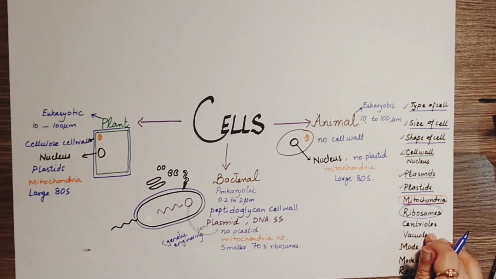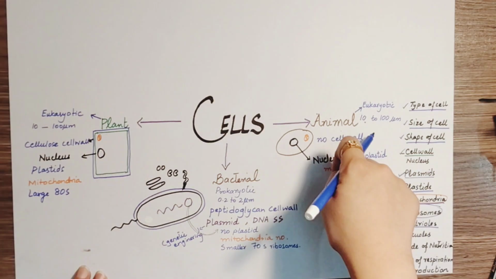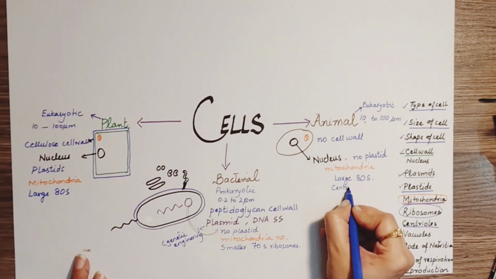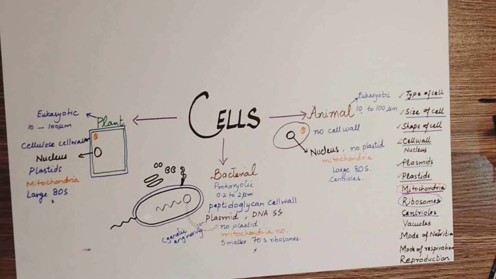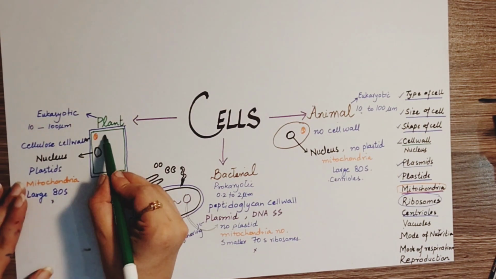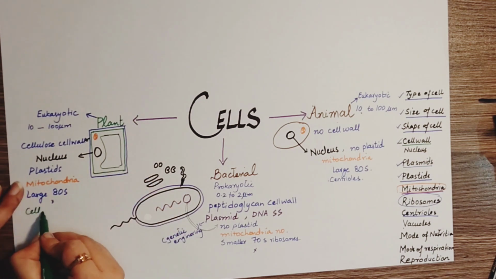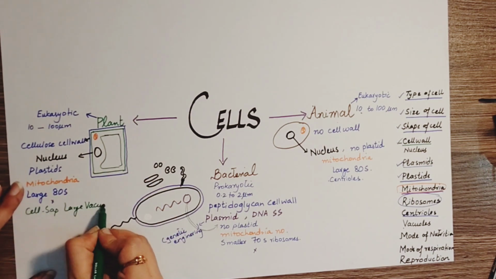Let's talk about the ribosomes, the protein factories. They are present in animal cell, plant cell, and also in the bacterial cell because bacteria are also making the proteins. Let's talk about the centrioles. They are existing in all of them.